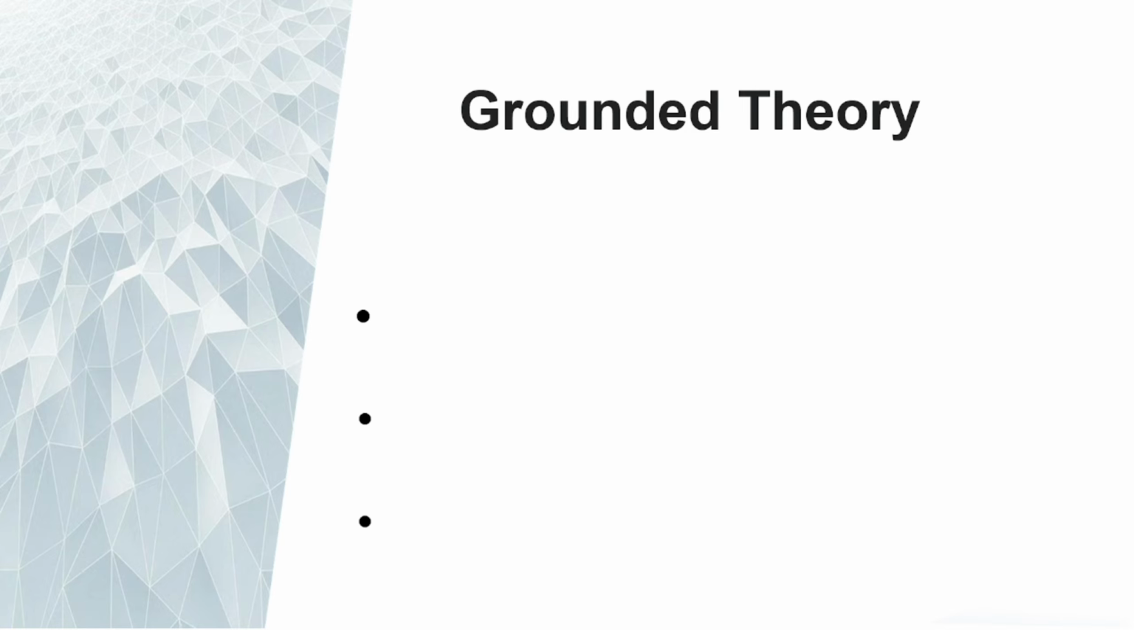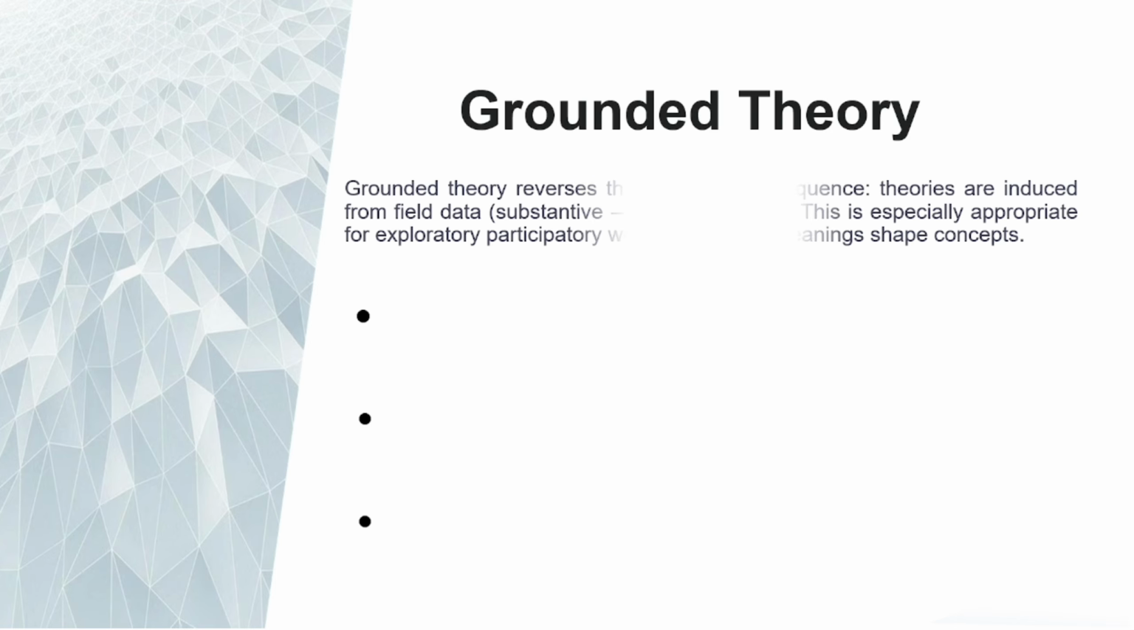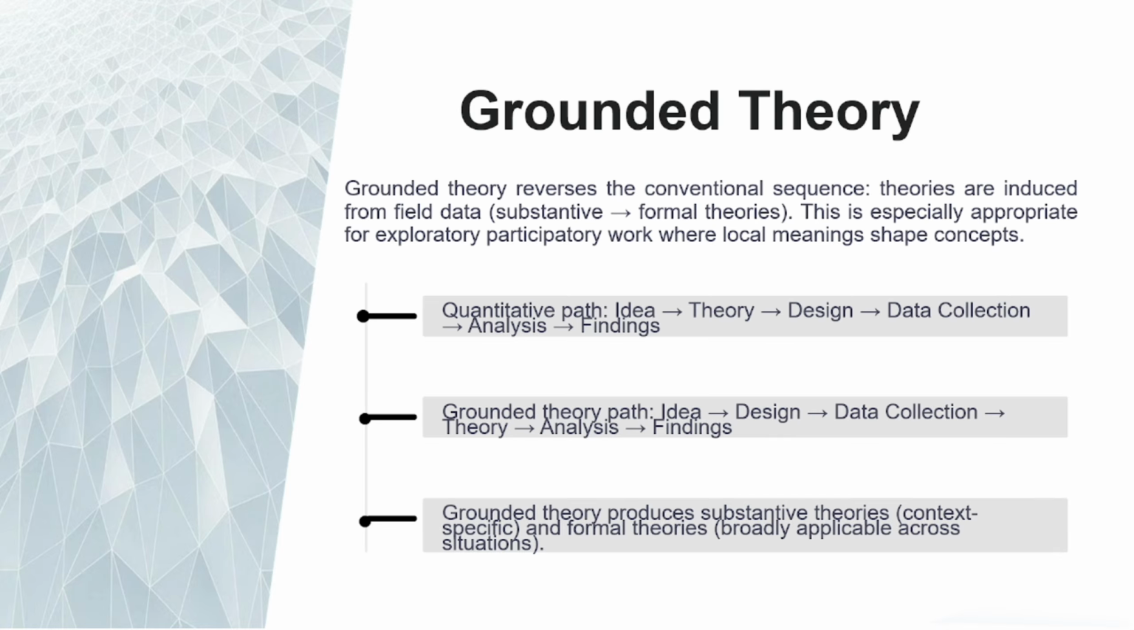Now let's move on to grounded theory. Grounded theory is a qualitative research approach that works differently from traditional methods. Instead of starting with a theory, it begins with real-world data. From this data, theories are gradually developed. In simple terms, theory is built from the ground up. This method reverses the conventional research process.